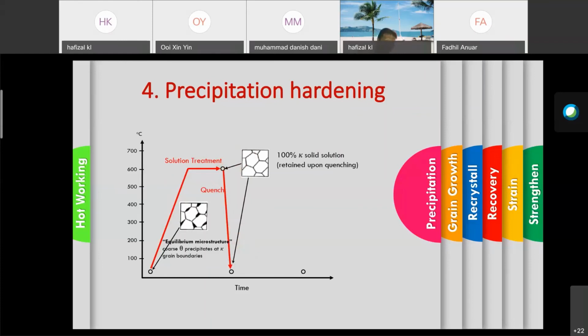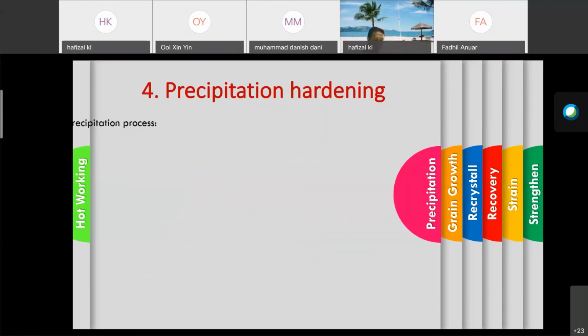As you can see, the grain boundary is different, and then it starts heating at a certain temperature. That we call the aging process. Then it cools again, and finally we will see a different kind of grain boundary. We compare this grain boundary and this grain boundary. So the three steps in the precipitation process, we will see one by one.